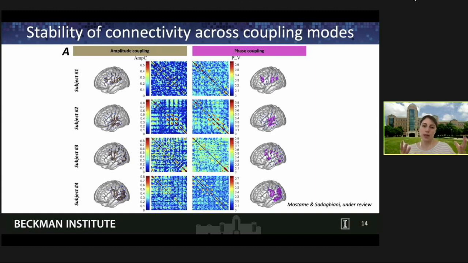So this is widely distributed connectivity, but not whole brain. So typically running between frontal and temporal lobes in these patients. What you can visually appreciate, though, is the similarity between the left and the right matrices, meaning those that are estimated as coupling of amplitude and those that are estimated as coupling of phase, and in this case, using phase locking values.